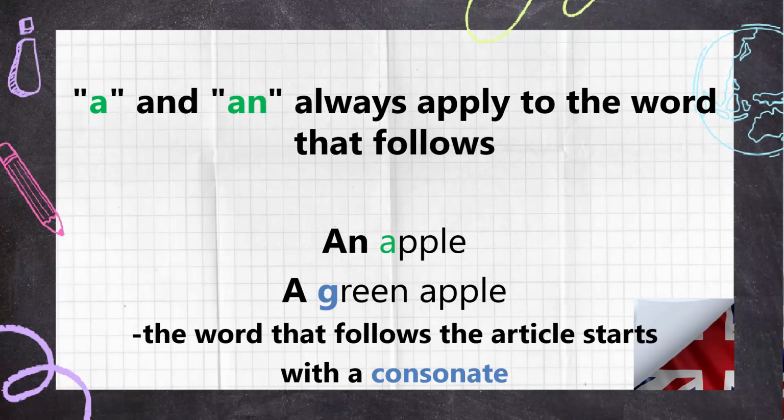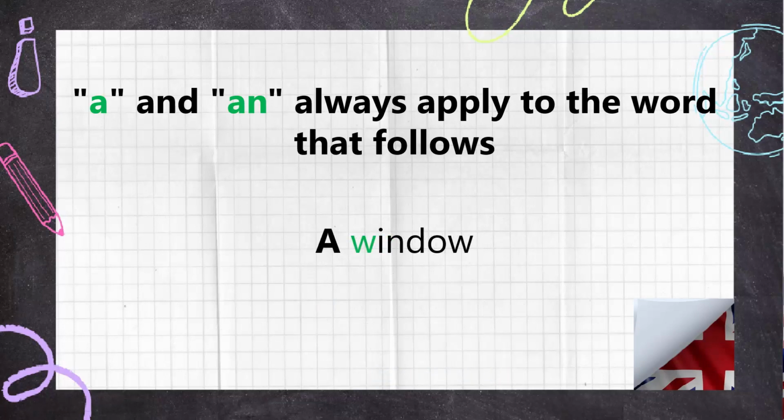Let's make another example so you can understand better. We have a window. Window starts with W, which is a consonant. If we say an open window, the word that follows the article is open, and it starts with a vowel, with O. Therefore, we have to use the article an open window.